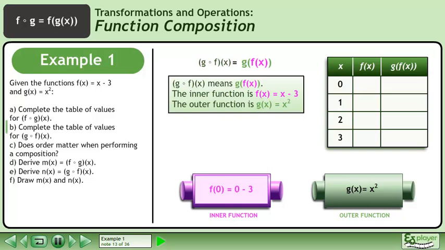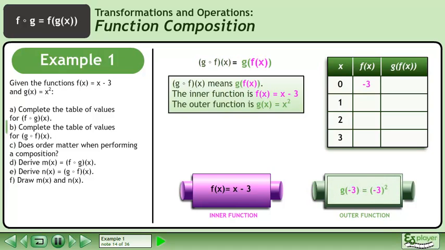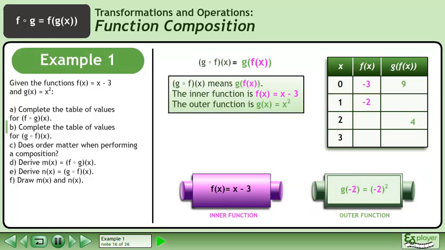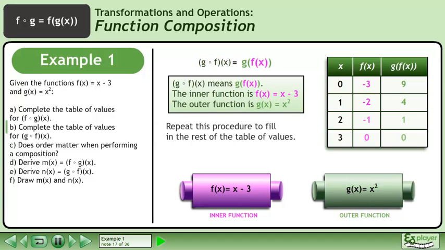When we plug the first x value of 0 into the inner function f of x, we get a result of -3. Plug -3 into the outer function g of x to get a result of 9. The next x value in our table is 1. Plug this into the inner function f of x to get a result of -2. Now plug -2 into the outer function g of x to get a result of 4. Repeat this procedure to fill in the rest of the table of values.